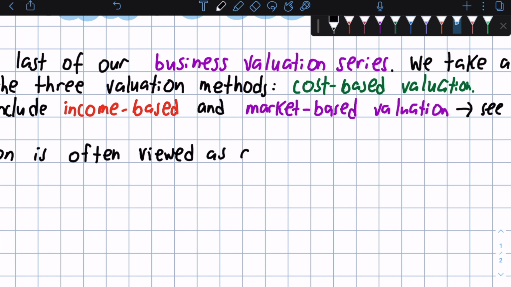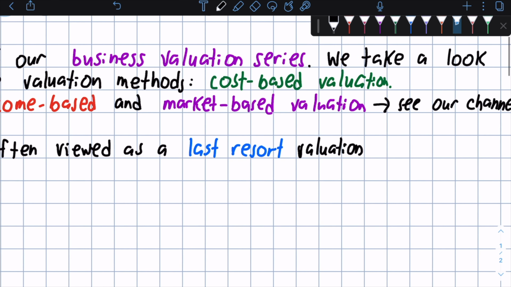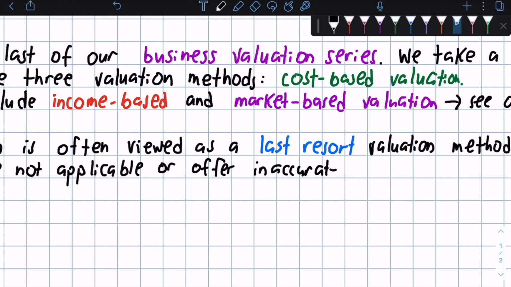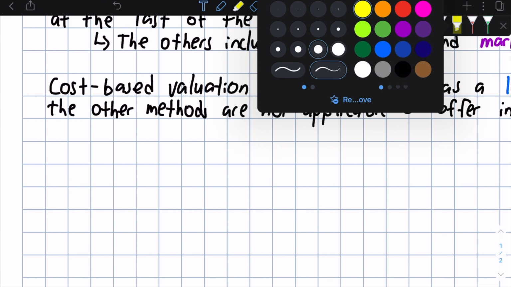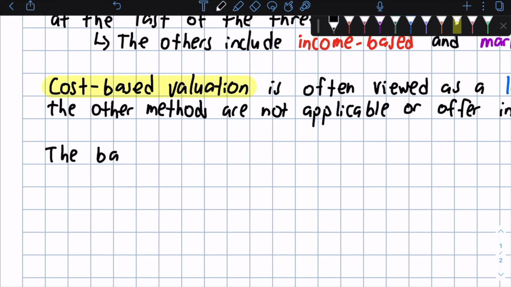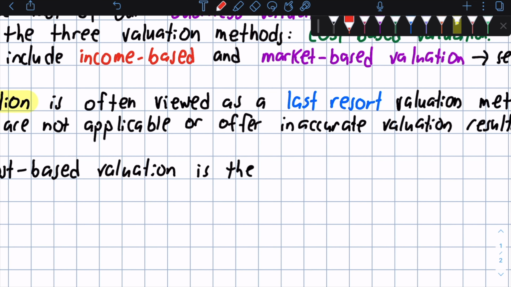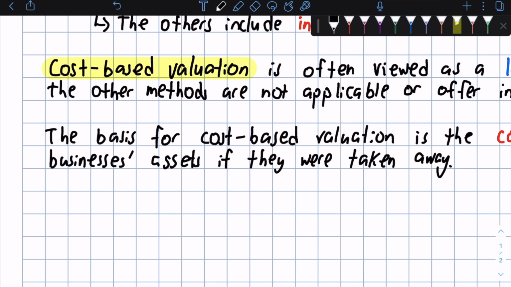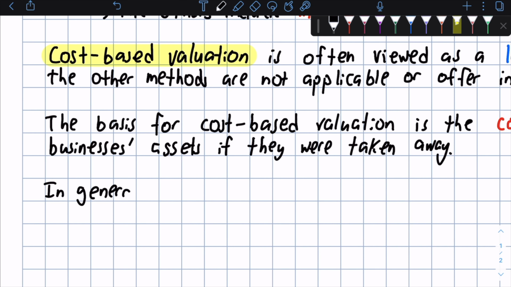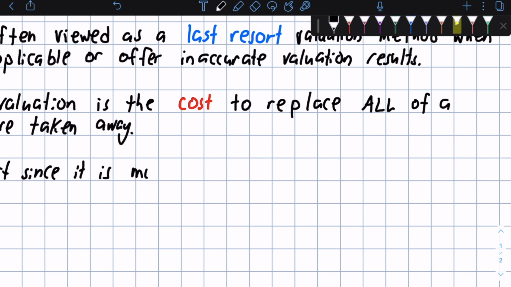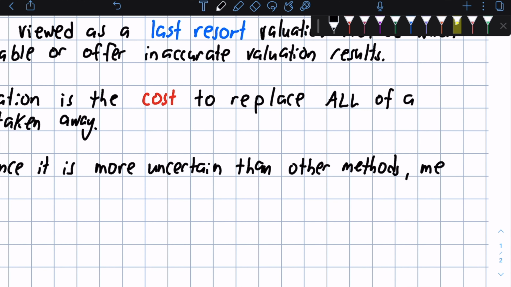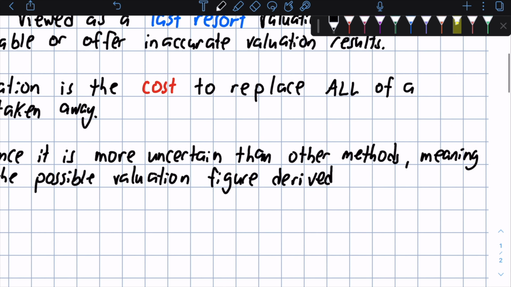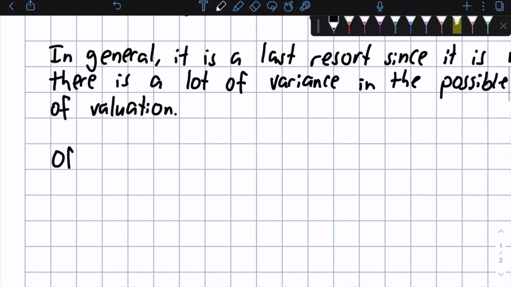Cost-based valuation is often viewed as a method of last resort for valuation, since it is applied when other methods are not applicable or don't offer accurate valuation results. The basis for cost-based valuation is the cost to replace all of a business's assets, tangible and intangible, if they were taken away from the business. In general, it is a measure of last resort since it's more uncertain than other methods. This means that there's a lot more variance in the possible valuation figure derived from this kind of valuation, meaning it's typically presented as a range.